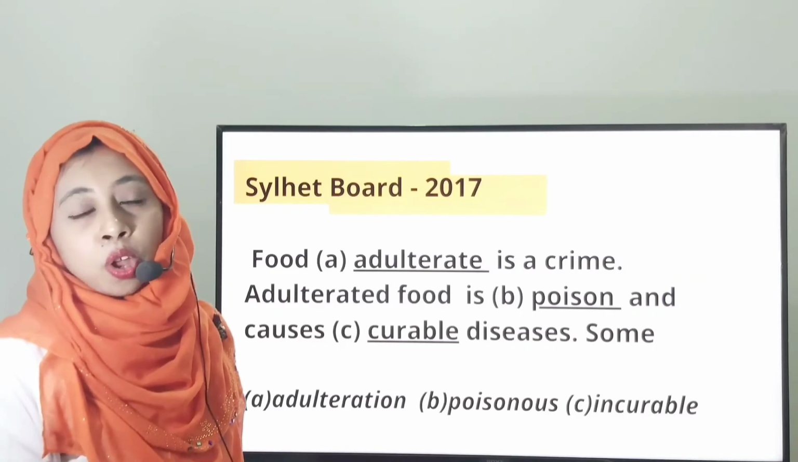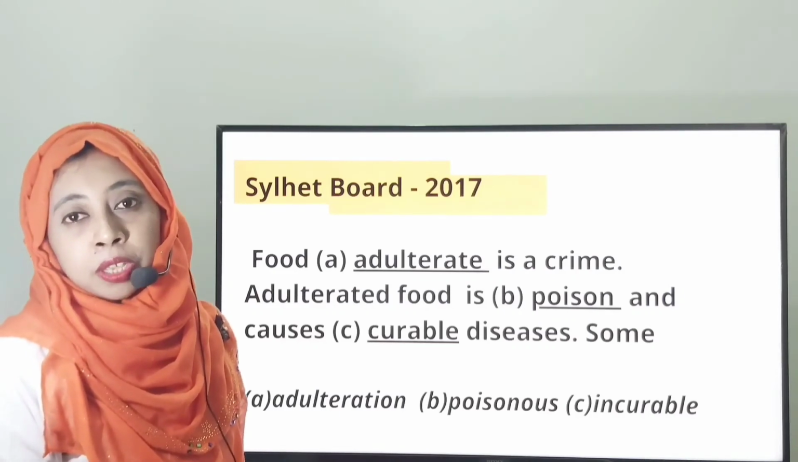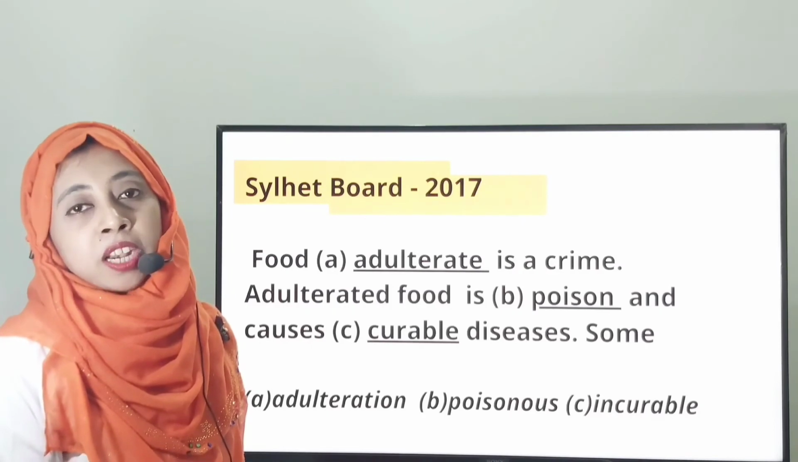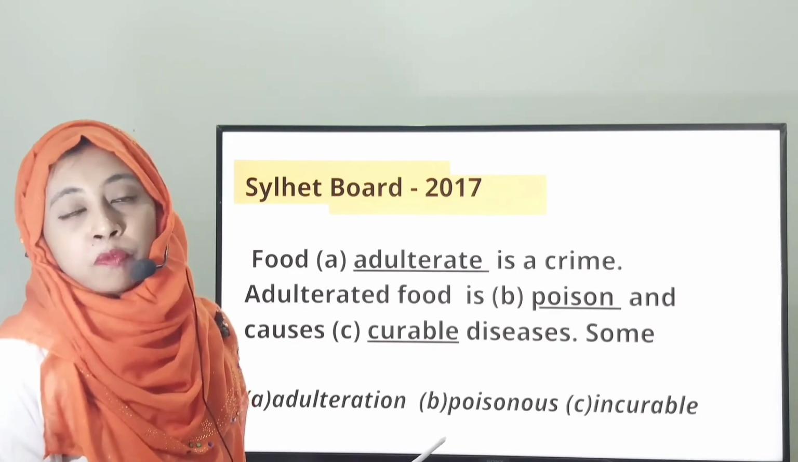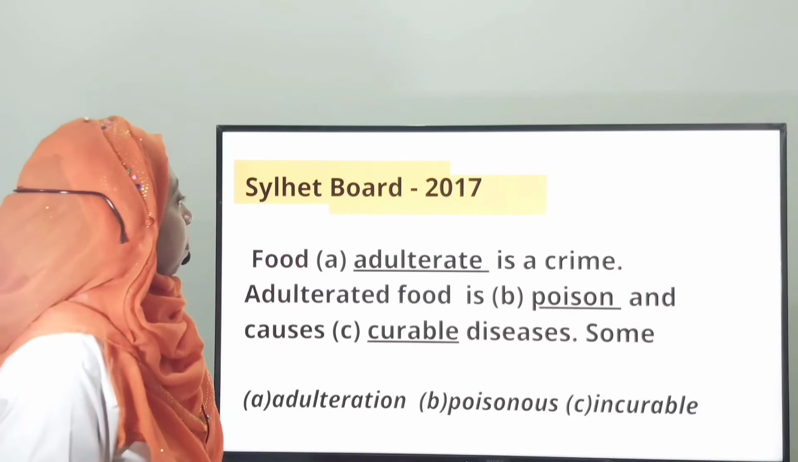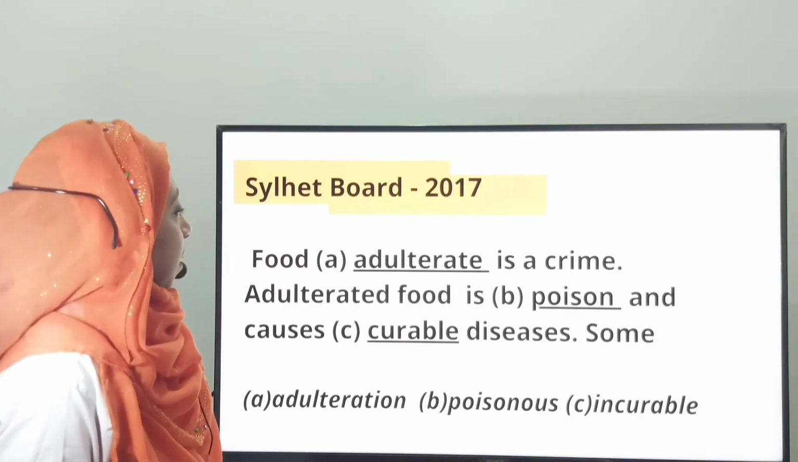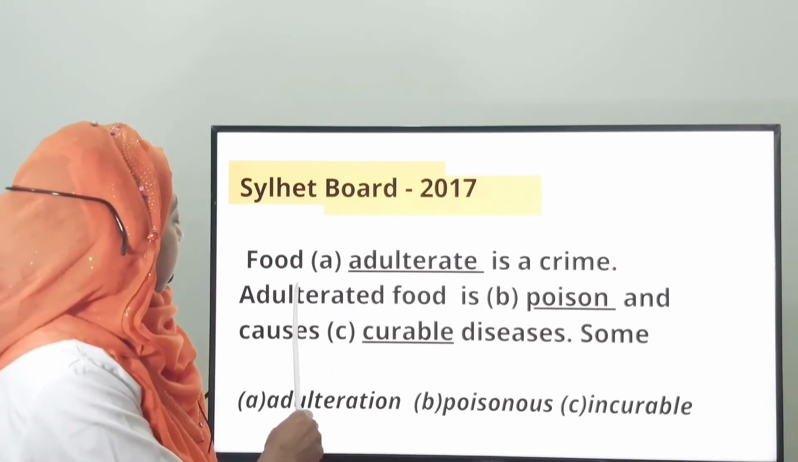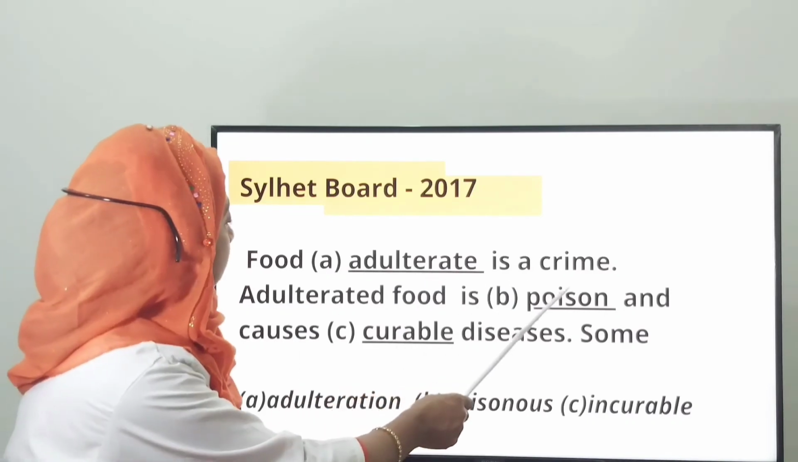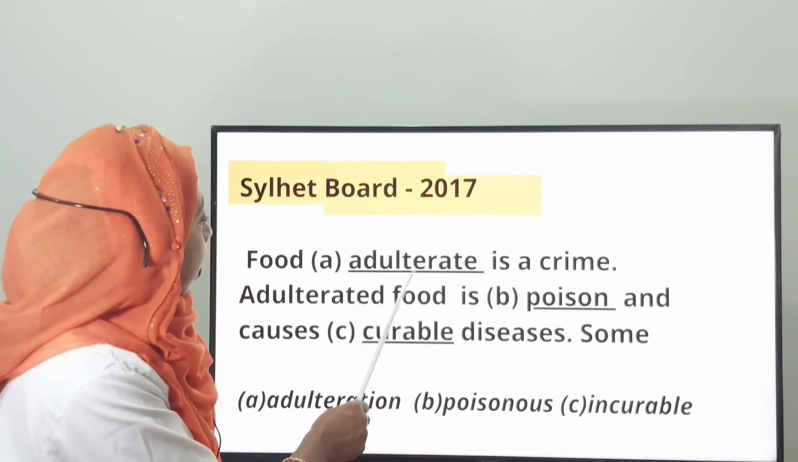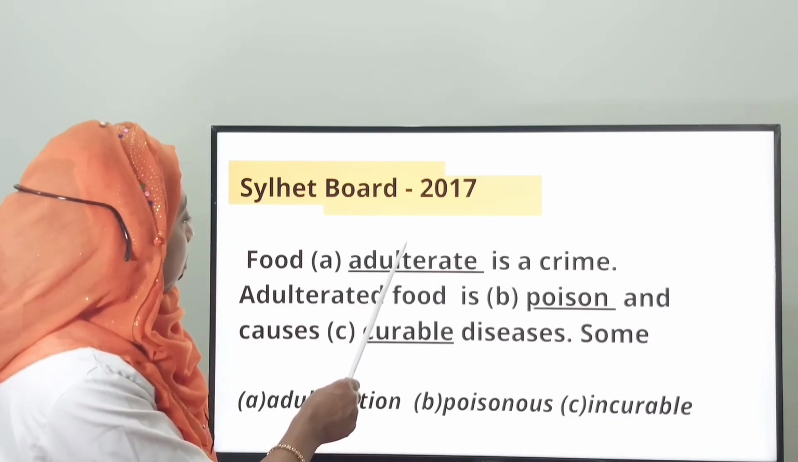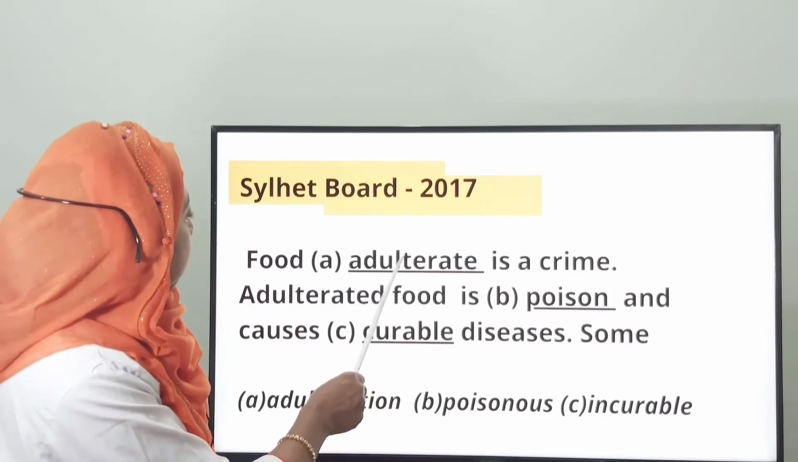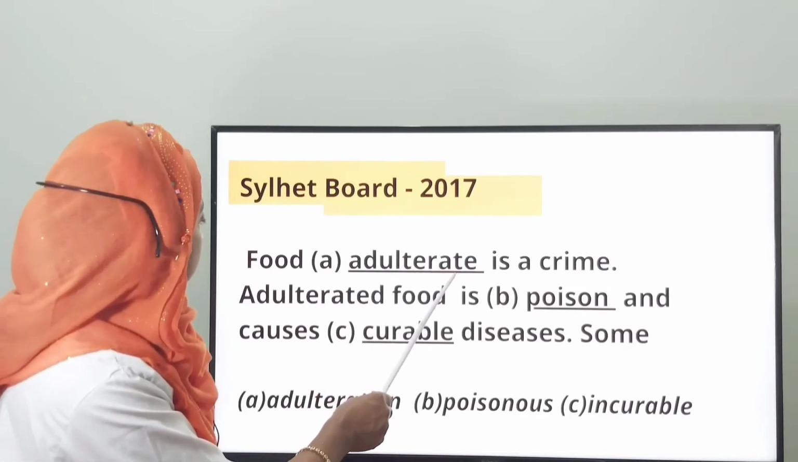Now I think all of you understood how you will use a word or change the word according to the context or meaning of the sentences. So students, now we will practice another one from board questions. We pick a passage from Select Board 17. At first, go through the passage. Food adulterate is a crime. Here we get the root word adulterate and it seems this word is in the position of a noun. So we change the word into adulteration.